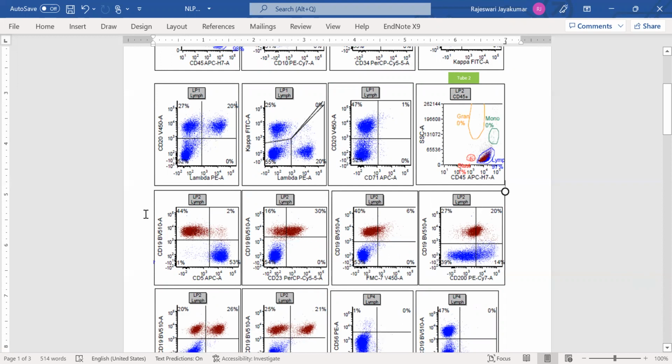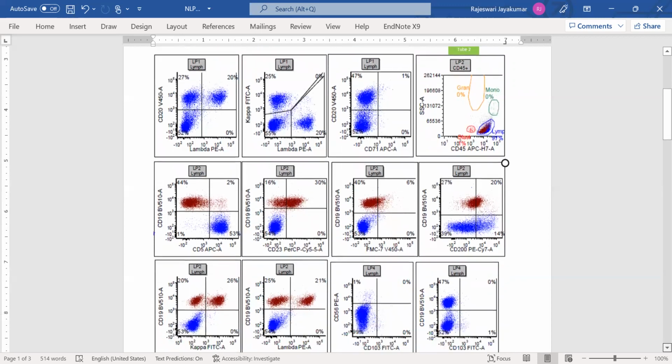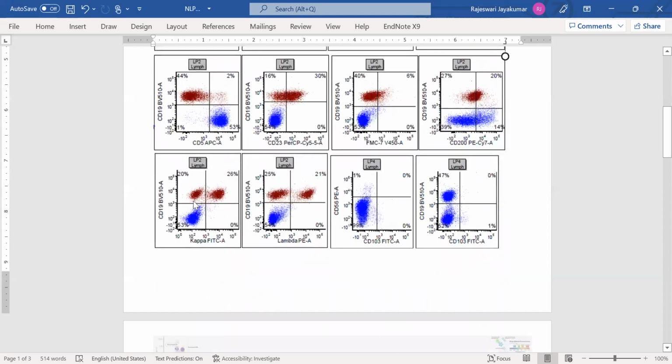You have to remember that some B cells in the normal mantle zone can express dim CD5, and that is normal. And the B cells express partial CD23, which is normal, FMC7 is negative, CD200 is partial, so nothing abnormal here. And they again show a nice kappa lambda polyclonal B cell population.